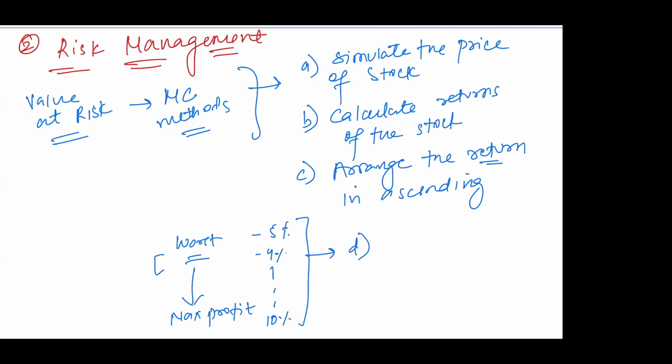And then depending on your time horizon and your confidence interval, you'll calculate the value of VaR. So that's one of the ways you can use Monte Carlo in value at risk. But there are multiple cases wherein you can use Monte Carlo.